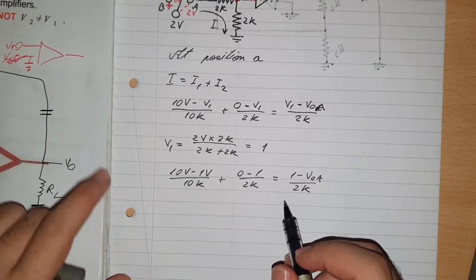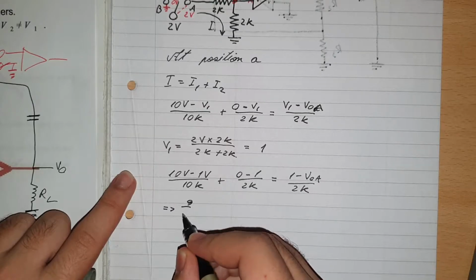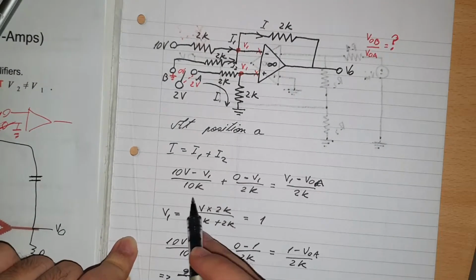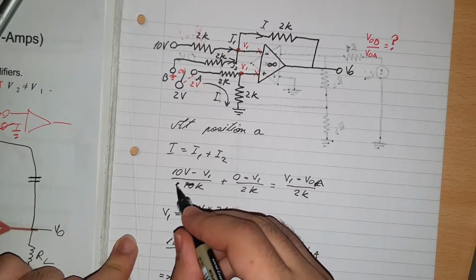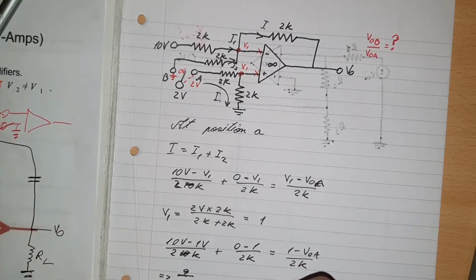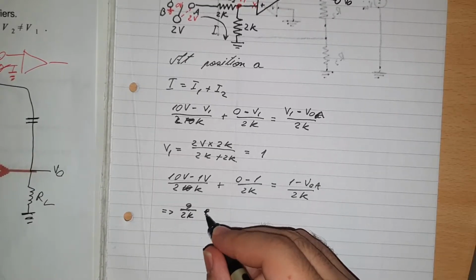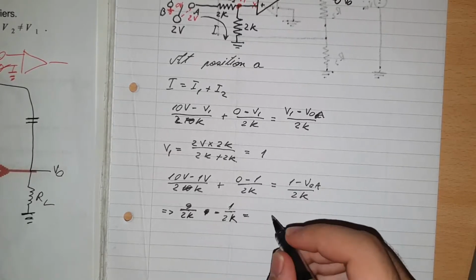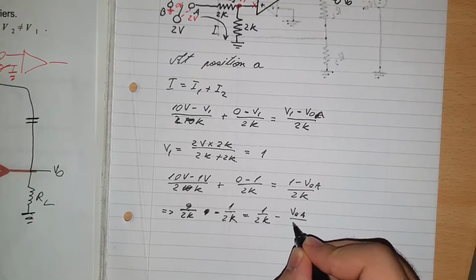Okay, now this will be 9 over, wait a second, it's 2K, it's not 10K. I don't know where I got this value from, sorry about that. 2K here, 2K there, and this one is 2K. Okay, sorry about that. That'll be 9 over 2K, no, it will be minus, because there's a minus 1 over 2K equal to 1 over 2K minus VOA over 2K.